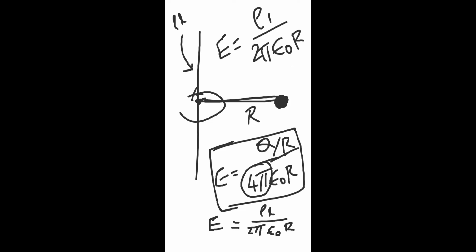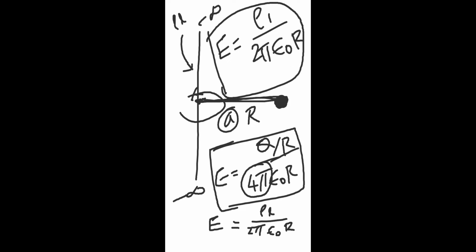R means what, sir? Perpendicular distance from the line, or sometimes in the book they mention it as A also. That's okay. Whenever you have an infinite line and you are at some point, you should know what the perpendicular distance is. Some books, instead of R, may use A. So this is the final answer for electric field due to line charge.